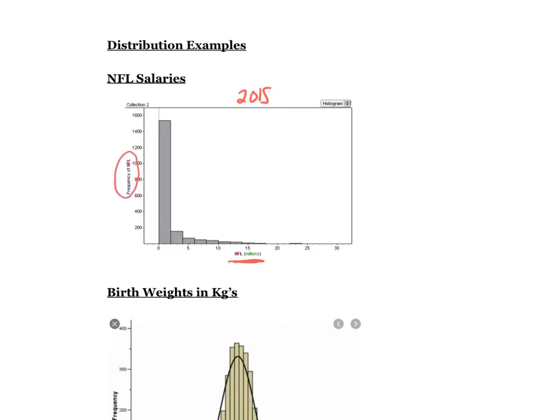Notice that most players earn between $1 and $5 million a year, and then it gets to be fewer and fewer as we move out to the right. So this would be skewed right. So salaries is one variable that is often skewed right. Okay, in the same, basically in the same field.